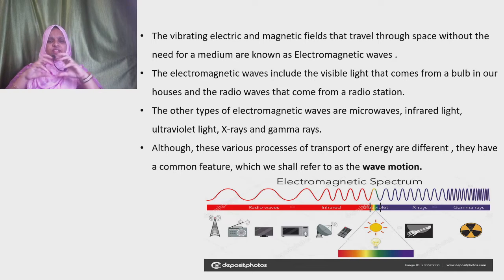So all these various processes include transport of energy in different ways, but they have something in common. What is that? The common feature is that we can refer to all these phenomena as wave motion. All these processes involve wave motion, or in all these processes energy is transferred from one point to another through the agency of waves.